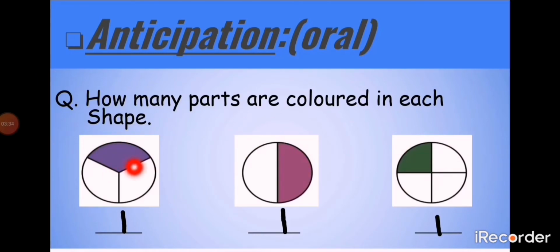This one part is big. Which one is the biggest part in these circles? Yes, the biggest colored part is the half. So half is the greatest, exactly 1 out of 3 is the second highest, and the one part out of 4 is the third highest, or the smallest. When we divide a shape into more parts, the colored part will be smaller. When we color one part, the colored part becomes smaller.